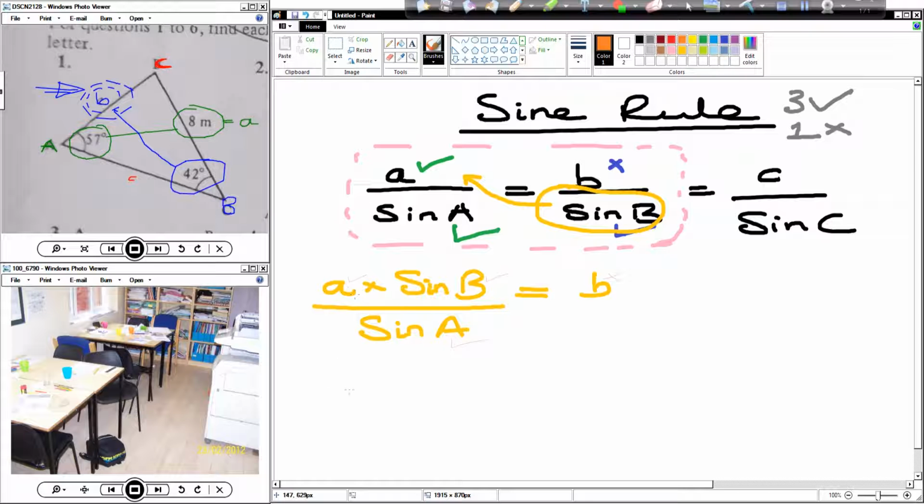So what is little a? So we have 8 multiplied by the sine of the angle B. What is angle B? 42. The sine of 42, thank you, divided by the sine of the angle A, which is sine of what? 57. Are you with us, Abdullah? Yep. We're just basically substituting now. If you're not with us, we'll explain again. And that will give us the value of B.